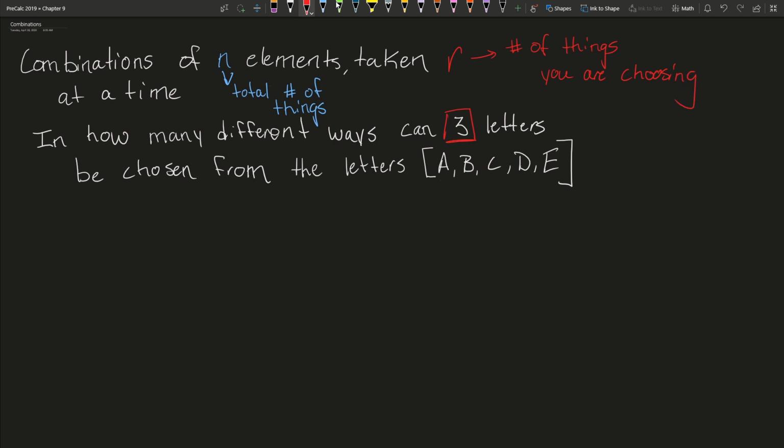Okay, so a very basic example of what a combination actually is, now that we have a little bit of terminology to work with. In how many different ways can 3 letters be chosen from letters A, B, C, D, and E?